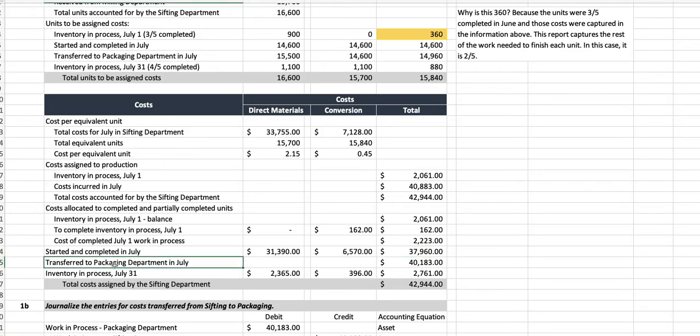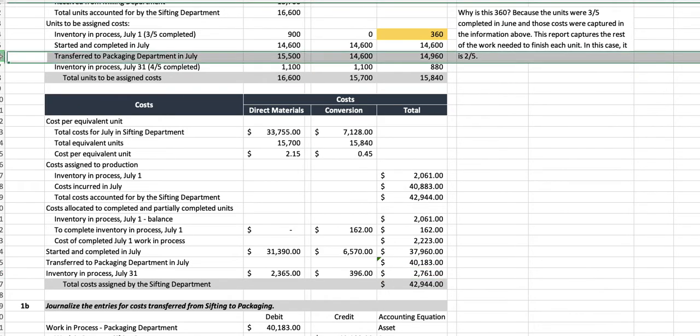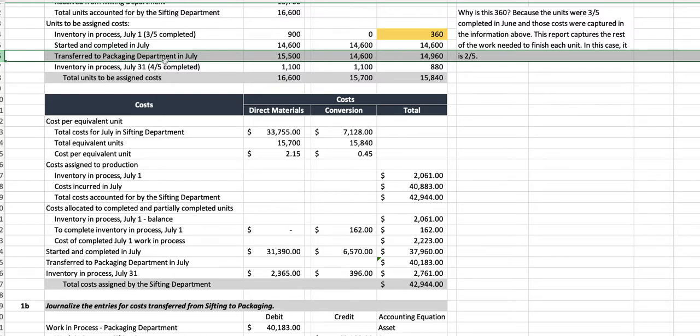But now we need to know what did we transfer to the packaging department? Well, that's going to be the cost of the work that you completed, the work in process, plus everything that you started and completed in July. And we did the same thing up here with what we transferred to the packaging department.